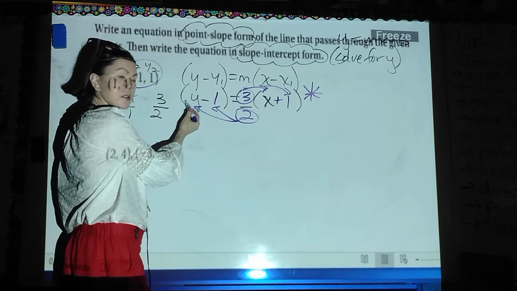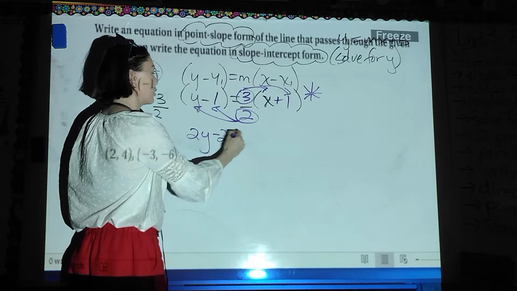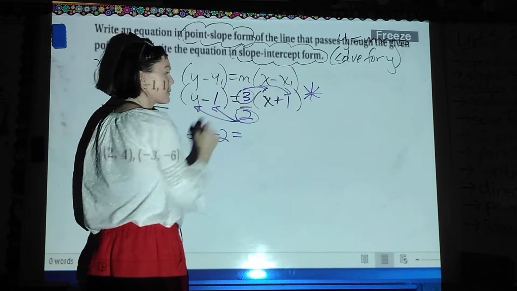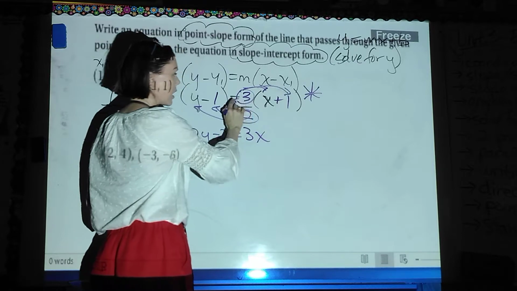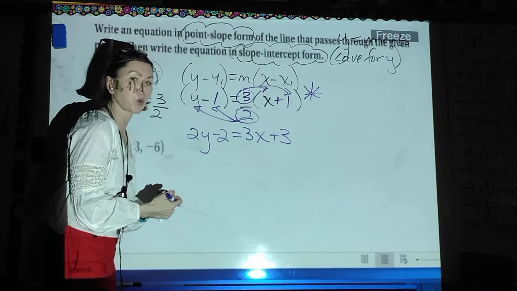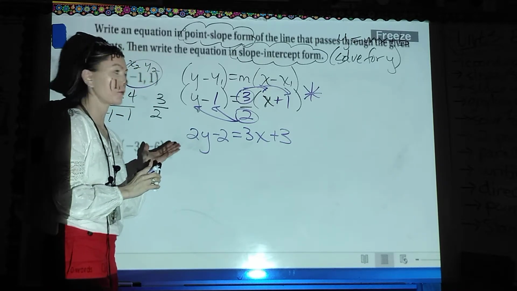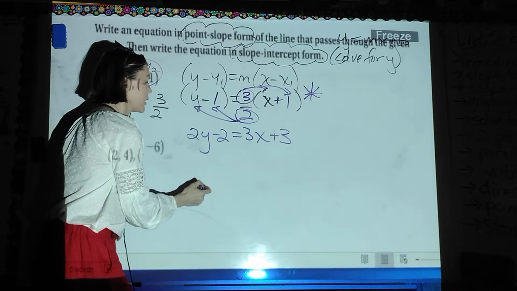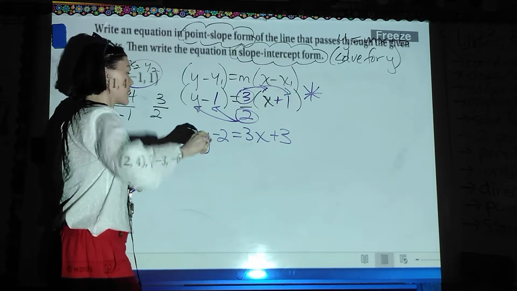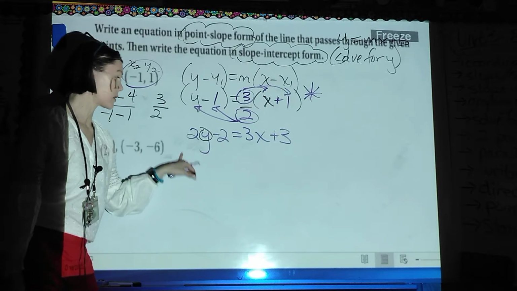2 times y is what? 2y. 2 times -1 is what? -2. Bring down the equal. 3 times x is 3x. 3 times 1 is what? 3. Okay? Have we solved for y yet? No, we have to solve for y. Okay? Slope-intercept form. So how do we do that? Circle the y. 2 steps. Okay? We have to add 2 and divide by 2.